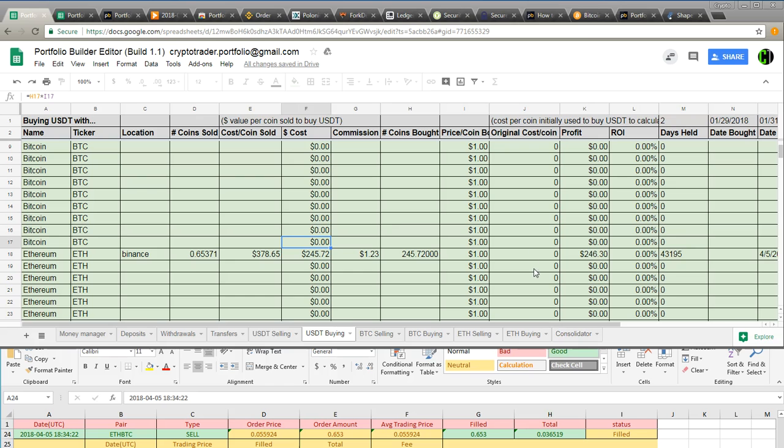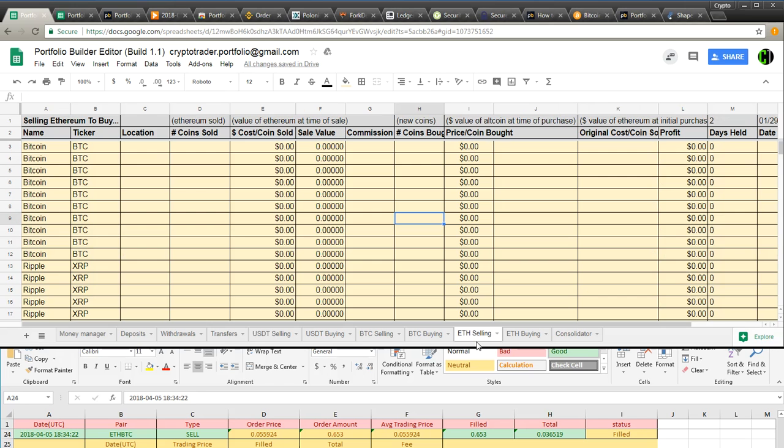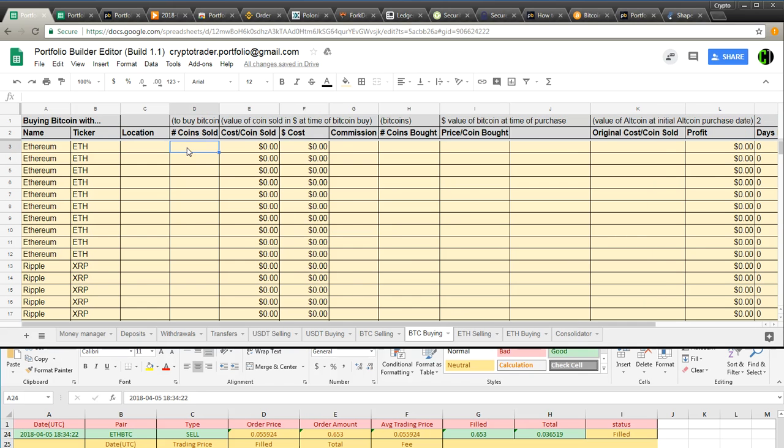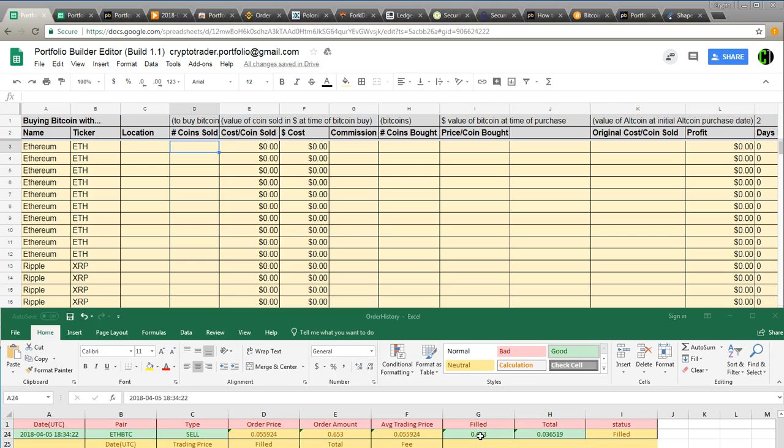So where do we put this? We're selling Ethereum. Would we go to the Ethereum Selling tab? Nope. This is happening in the Bitcoin Buying tab. We're selling our Ethereum to purchase Bitcoin. Column D, we would put the location. For this example, I'll just fill in the critical elements.